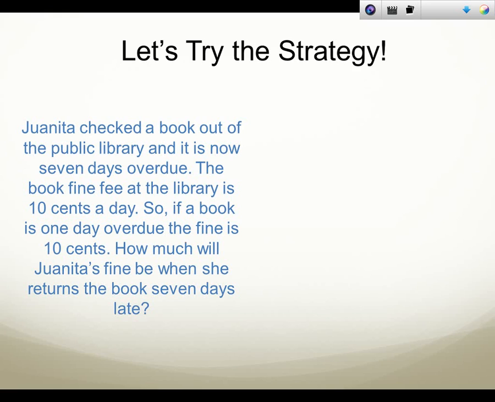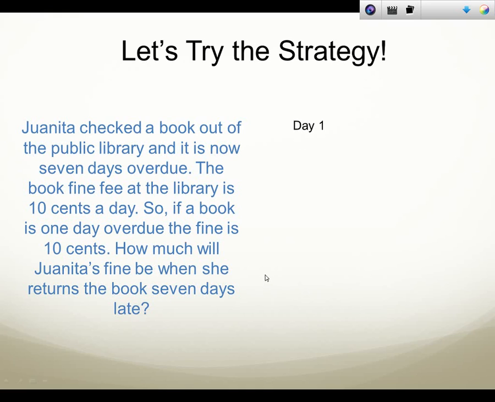Okay, so I'm trying to think to myself here, what do I know? Okay, well I know Juanita's book is 7 days overdue. It says it right here. And what am I trying to find out? Oh, and you know what, I also know that she gets charged 10 cents a day, and I know it's 7 days late. And I'm trying to find out how much she's going to get charged if the book is 7 days late. I think making a table can help me solve this. I can fill in the table with each amount that she gets charged for each day, and I know it's 10 cents a day, so let me try it.